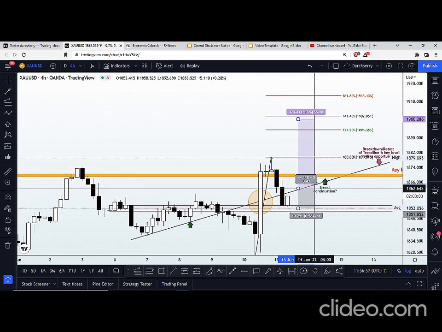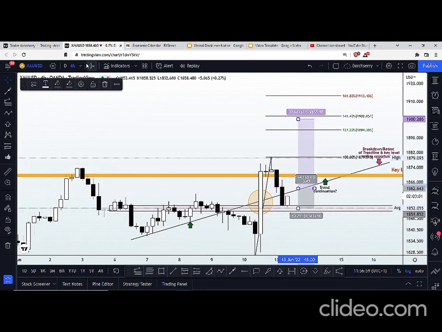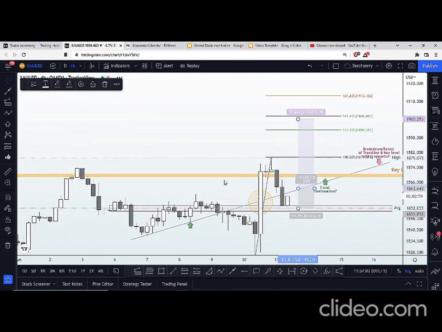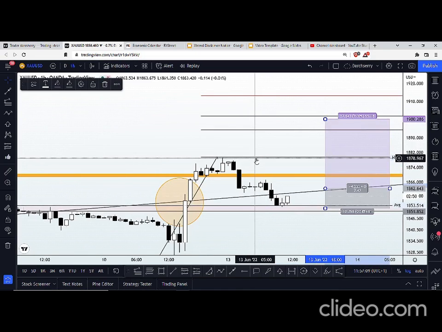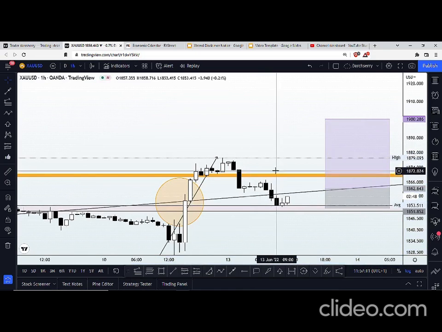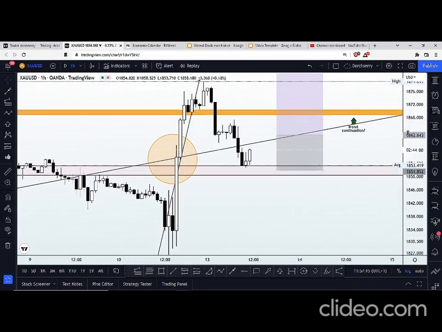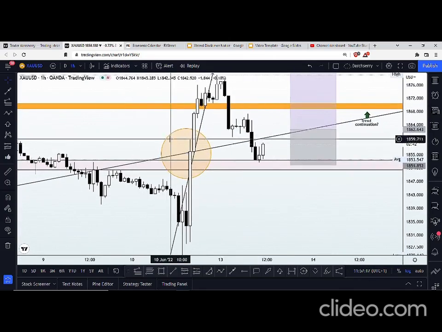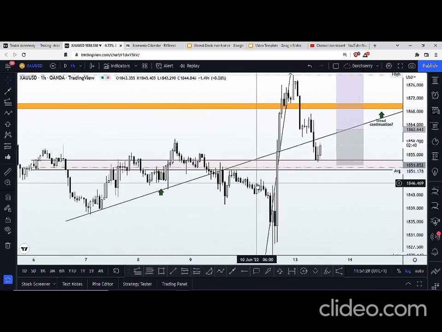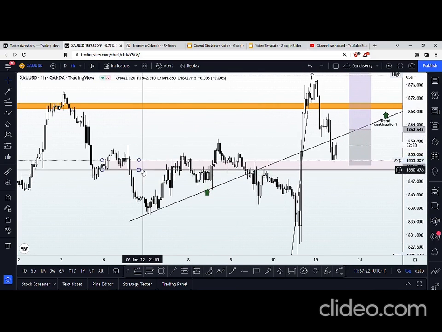Now, where will our entry point be? To get that, let's scale down to the 1 hour time frame. Yes, good. So on the 1 hour time frame, this is what we can see here. We have this temporary key level here at $1,853.